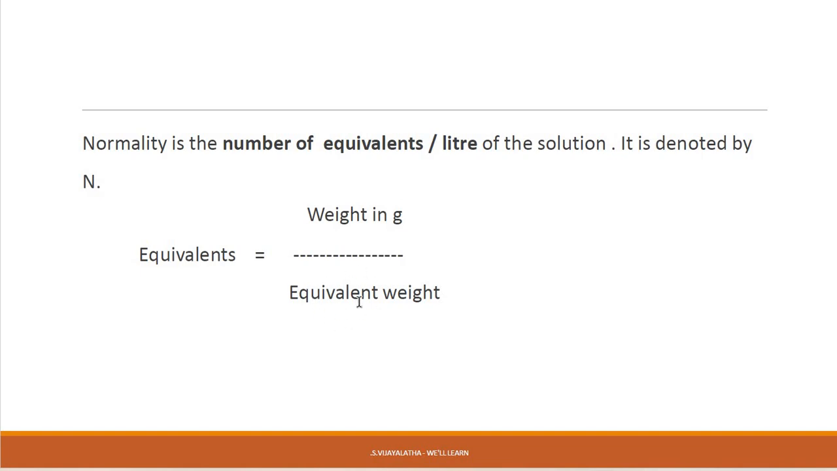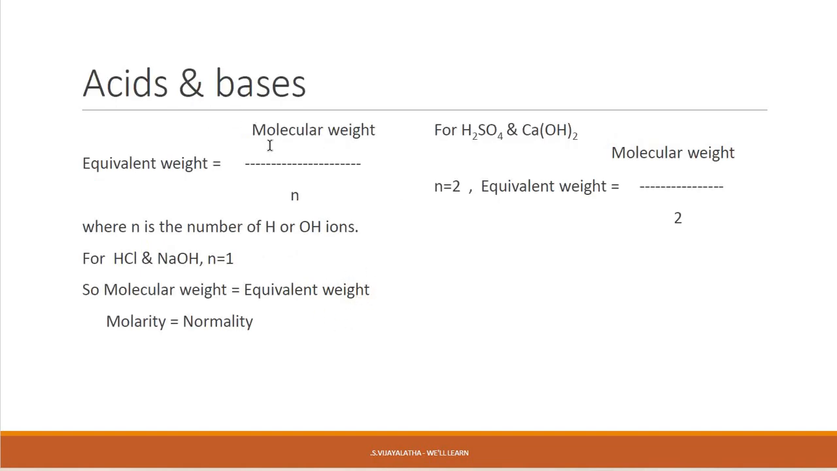But how do we find out the equivalent weight? For an acid or base, equivalent weight will be molecular weight divided by n, where n is the number of replaceable H+ or OH- ions. So in the case of HCl and NaOH, n is 1. In such a case, equivalent weight will be equal to the molecular weight. And since these two are equal, molarity will be equal to normality.